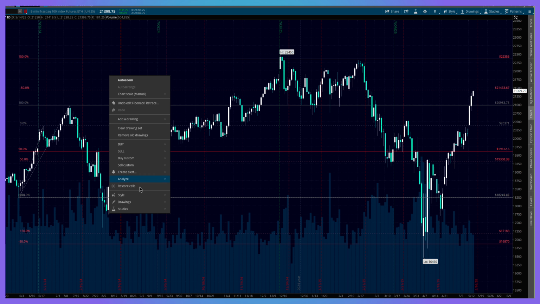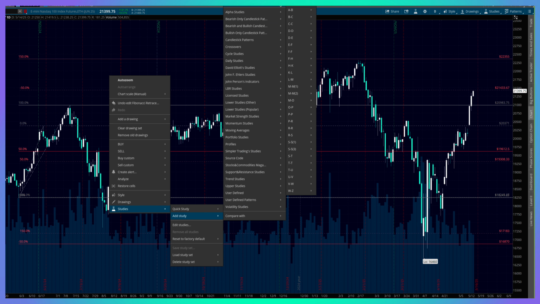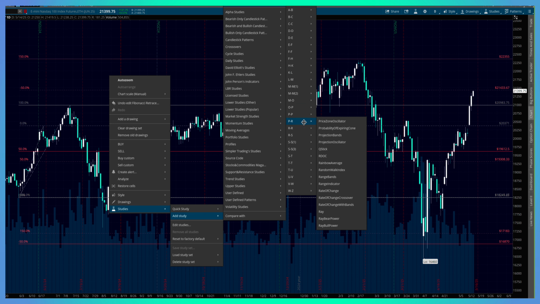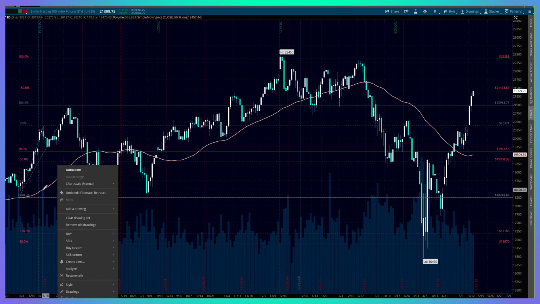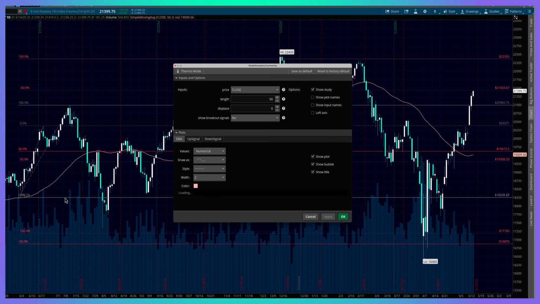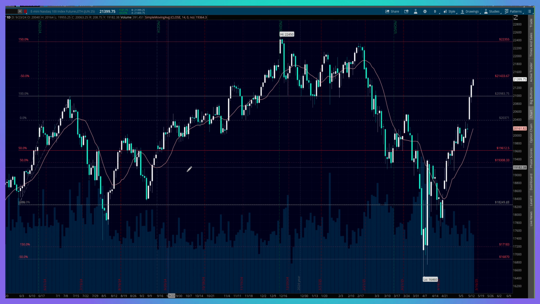Let's add one study just so that we can say, all right, I understand what's happening here. I'm going to keep it simple, right? Our goal is to be as simple as possible. And so this is a 63, or maybe it's a 50, I can't remember. I'm going to make it a little bit tighter. I'm going to call it a 14. Doesn't really matter. You don't want it too tight. You don't want it too loose.